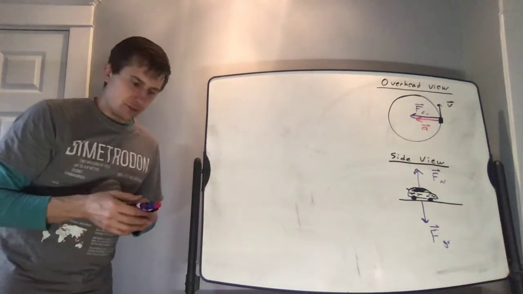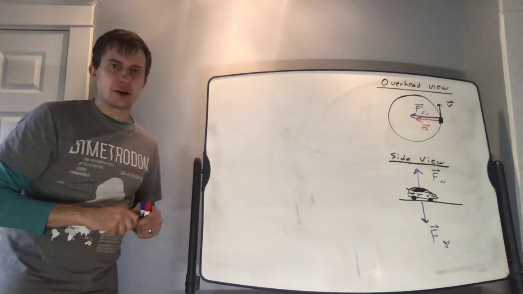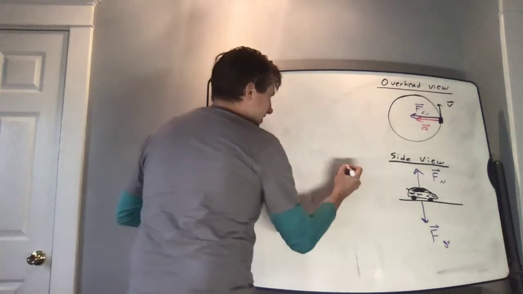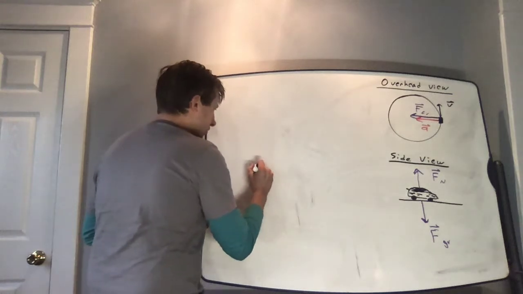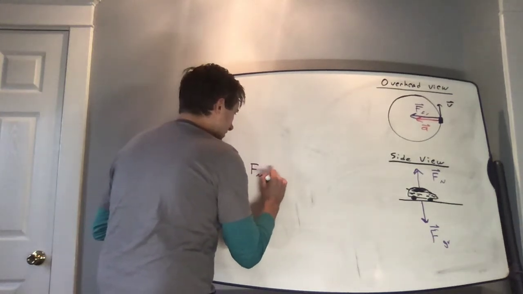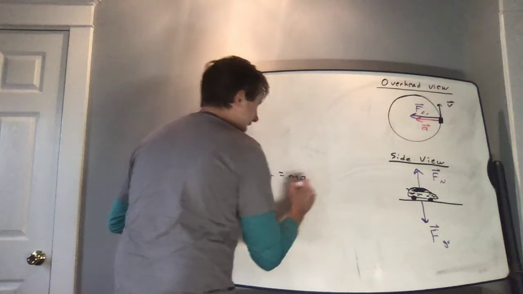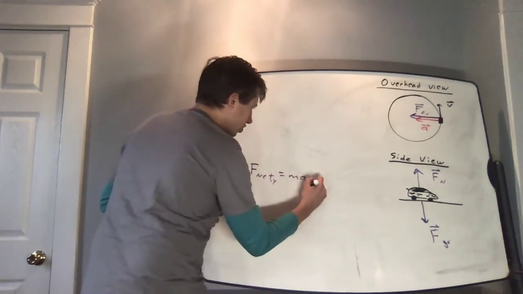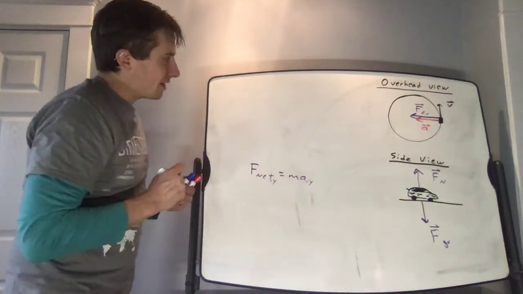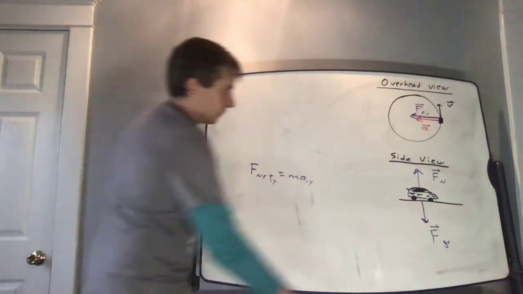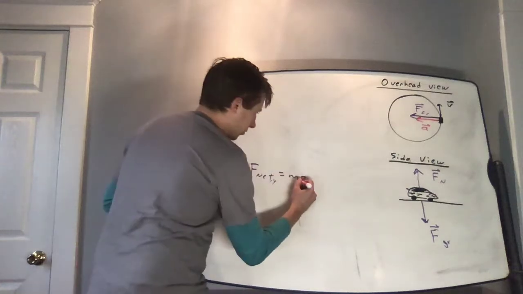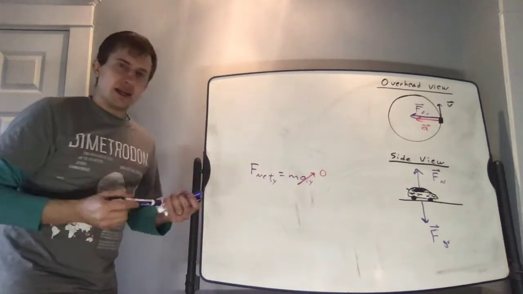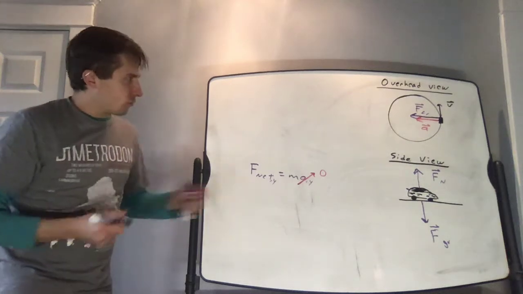So I am going to set up Newton's second law for these two scenarios and just see what comes up. For Newton's second law for the side view, I could write F net equals ma, and this is all in the vertical, so I'll say the y direction. Now, the car is not accelerating in the vertical at all, so here this term will be 0.